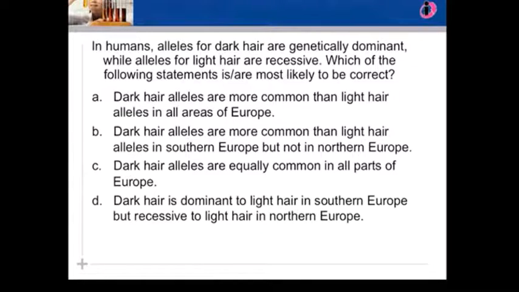Have you chosen your answer? I hope you selected B.